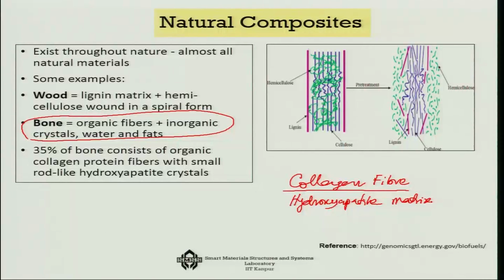The other one is the wood itself. If you look at any wood, you will see that it has a lignin matrix, and it has cellulose or hemicellulose which are wound in a spiral form. So, making once again it a candidate composite material. So, you see nature is very intelligent to begin with, because most of the structural elements like wood for the tree or bone for the animals are made of composite materials.